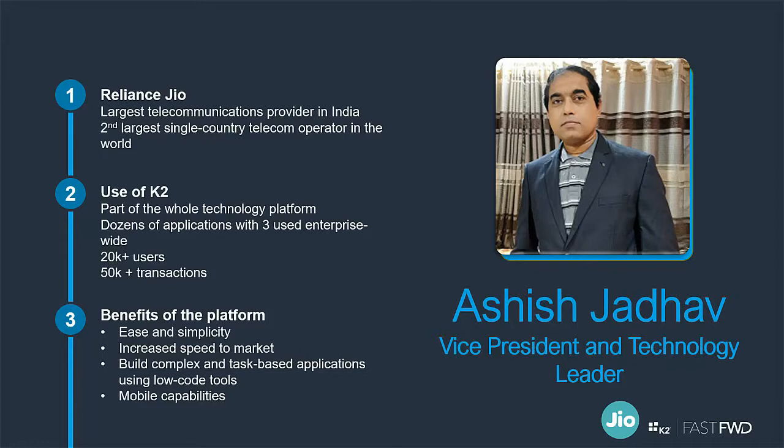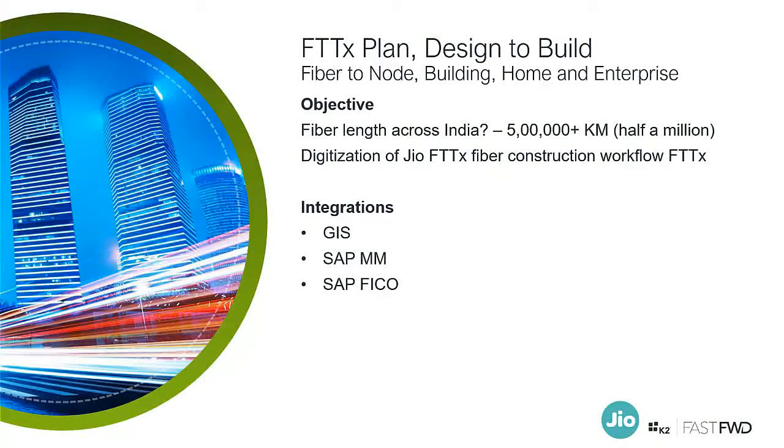So a few of the enterprise applications which we have developed at Jio using K2 are FTTX plan to build. FTTX is fiber to node, fiber to building, fiber to home and fiber to enterprise. The fiber length across India is 500,000. So what was our objective? To completely automate FTTX plan to design.